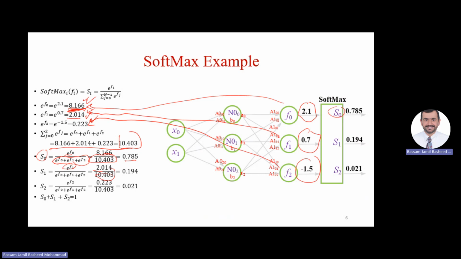Okay? And similarly, S2, right? So now you can see how we computed these outputs right here. Very simple math. Very simple. Just raise these outputs to the e to the power. Okay? All right? So that's the softmax function, right? Can we derive it? Yes, it has a derivative.